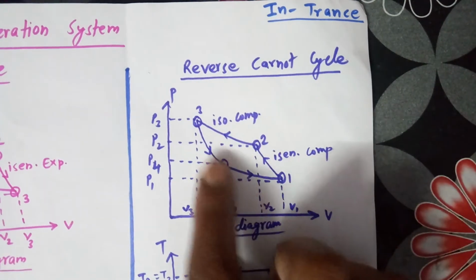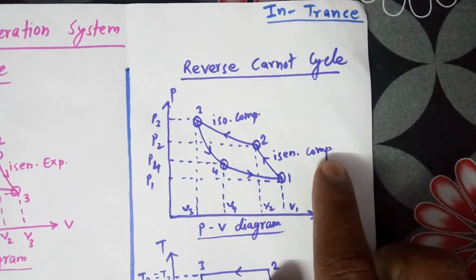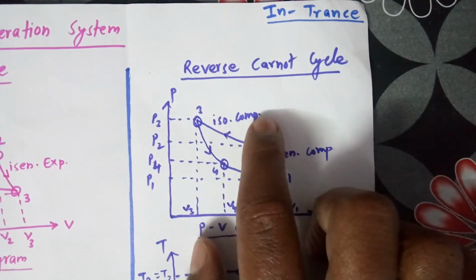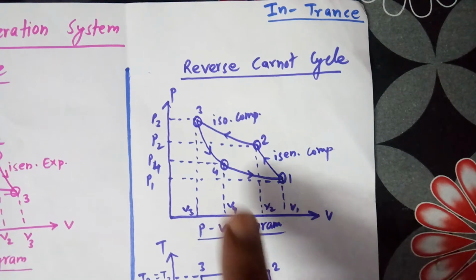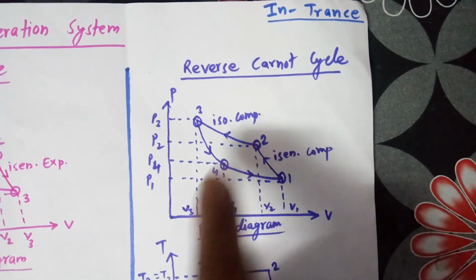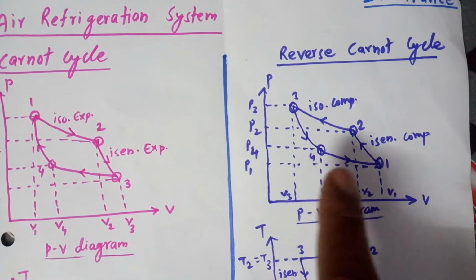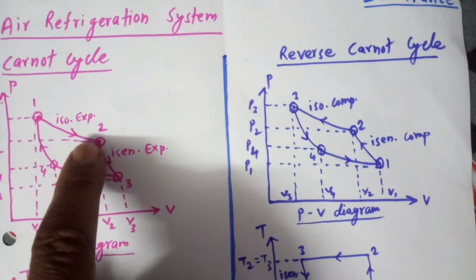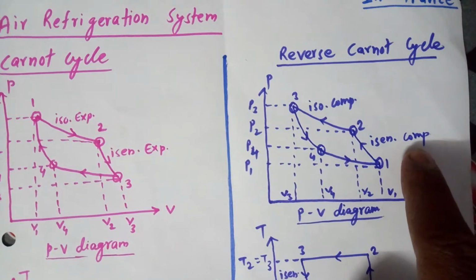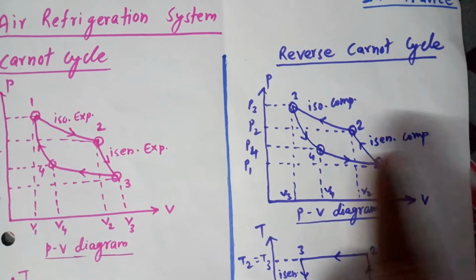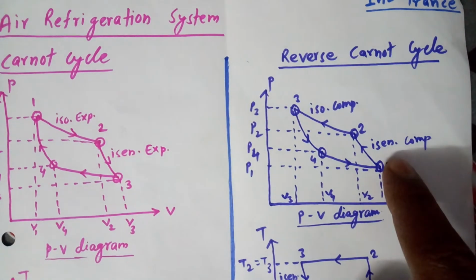So in the reverse Carnot cycle, the first process from 1 to 2 is an isentropic compression, 2 to 3 is an isothermal compression, 3 to 4 is an isentropic expansion, and 4 to 1 is an isothermal expansion. So the diagram is very similar to the Carnot cycle, just the processes are reversed. For example, 1 to 2 is an isothermal expansion in the Carnot cycle, but we will have 1 to 2 as an isentropic compression. Here, instead of isothermal expansion, we have isothermal compression, and instead of isentropic expansion, we have isentropic compression.